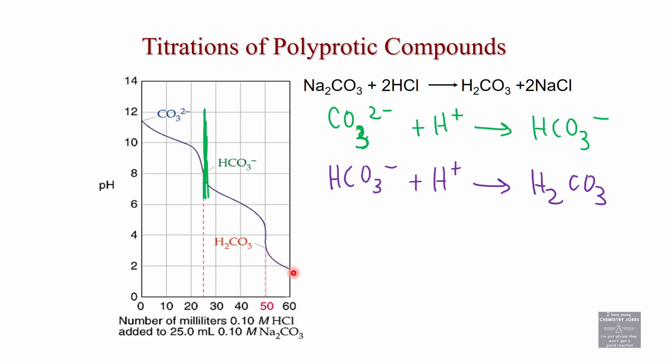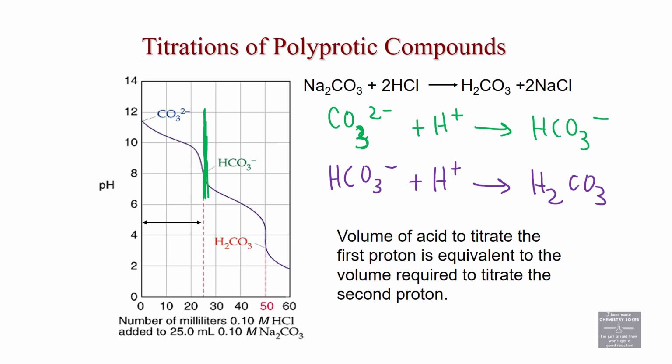Okay, that's actually not the point of this slide. I don't know why I waited till the last slide on this video to point out that when you have something polyprotic, the volume of acid or base needed to titrate the first proton is equivalent to the volume required to titrate the second. So it took you 25 milliliters to get to your first equivalence point. It takes an additional 25 to get to your second equivalence point.